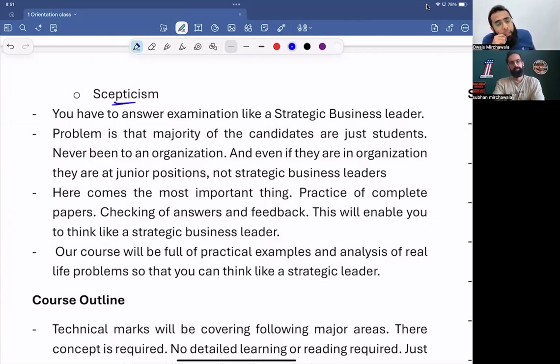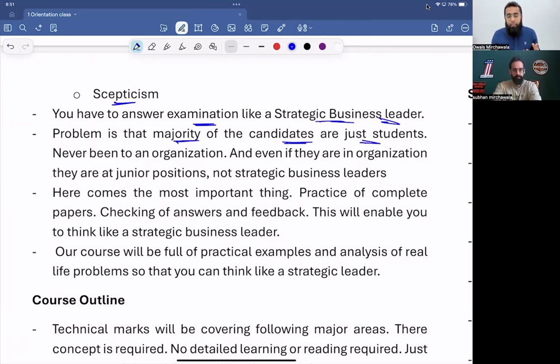Sir, why is this happening like this? Why shouldn't it be like this? Challenge things. You have to answer the examination like a business leader. Problem: the majority of the candidates are just students. You guys are students, or maybe some are juniors. You don't know how to talk like a business leader.